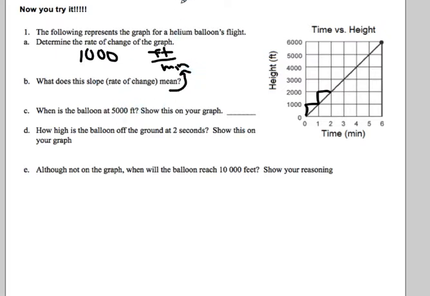When is a balloon at 5,000 feet? Well, 5,000 feet, that's talking about height. So if we start at 5,000, we're going to go over till we hit our graph. And on that spot, that's going to correlate to this value right here. So it takes 5 minutes for the balloon to be at 5,000 feet.